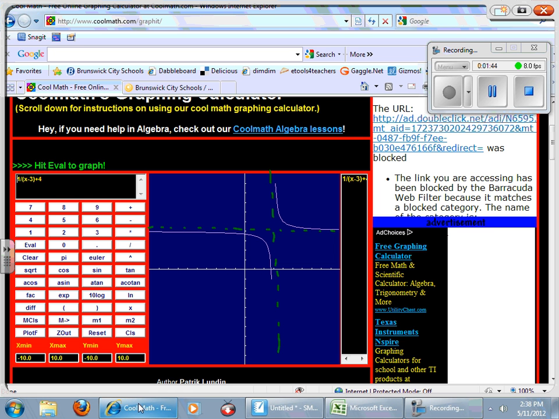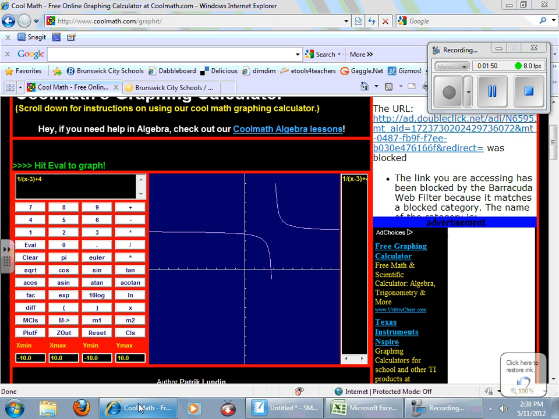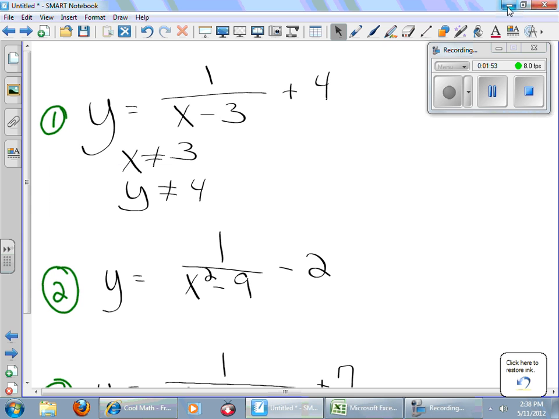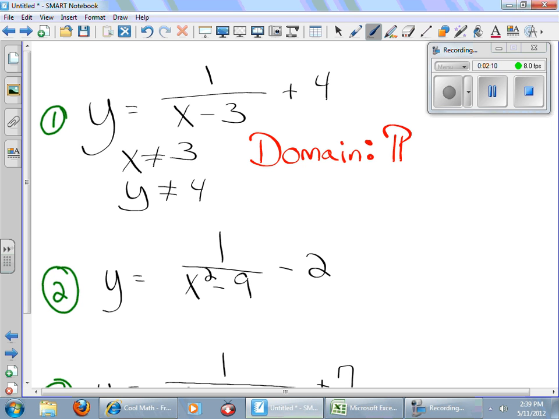Okay. Now remember, domain is all the possible x values. Well, in this problem, the only restriction on x is 3, so the domain is all real numbers such that x does not equal 3. The part that isn't allowed is the restriction. You just say it's all real numbers and you take the restrictions out.